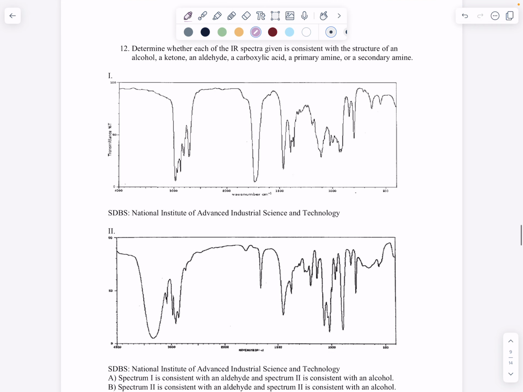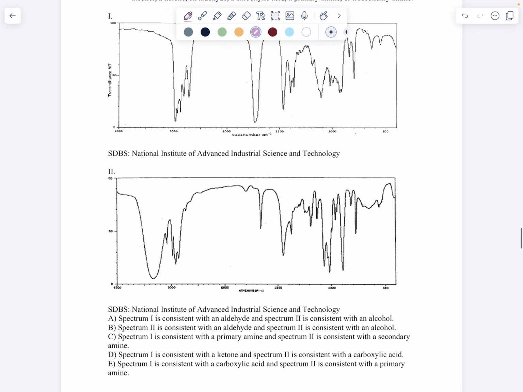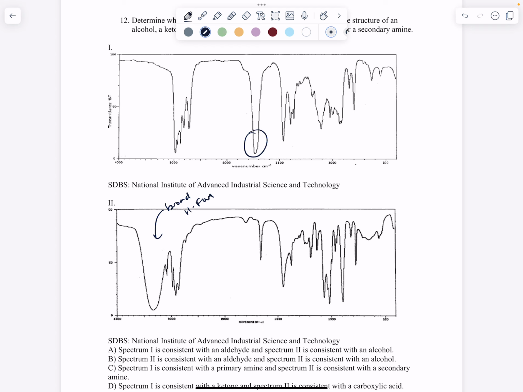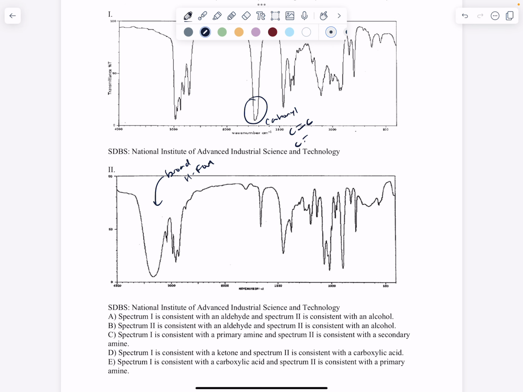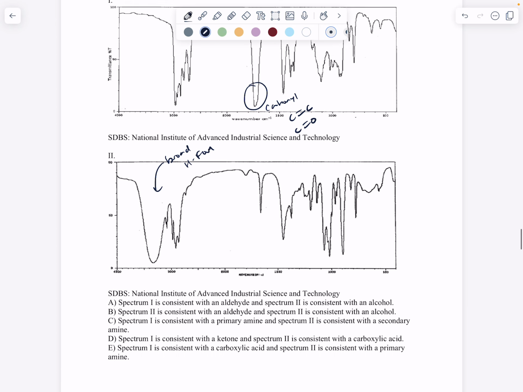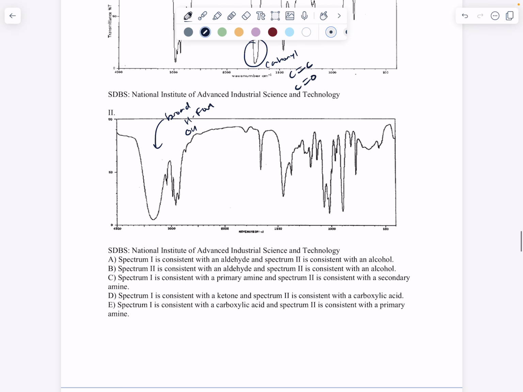Okay, this question: determine whether each of the IR spectra given is consistent with the structure of an alcohol, a ketone, an aldehyde, whatever. So the first thing I'm noticing is we have a broad absorption down here. So this is probably going to have some kind of hydrogen bonding. On this one, I'm noticing the carbonyl peak is usually in that range. Or it could be, it's hard to tell the wave number, so it could be a CC or CO. So those are the things I'm looking for. This is probably an alcohol. I feel like this is typically what an alcohol peak looks like based on the shape, and the shift looks to be around 3,600.